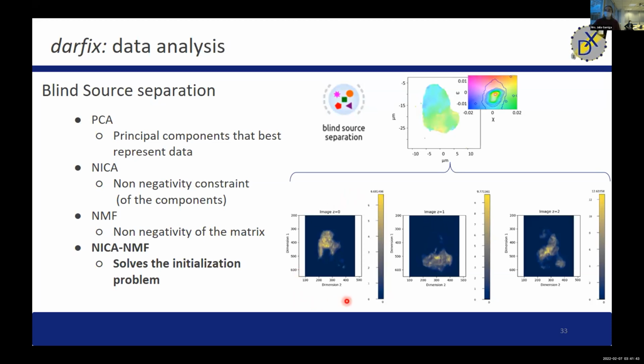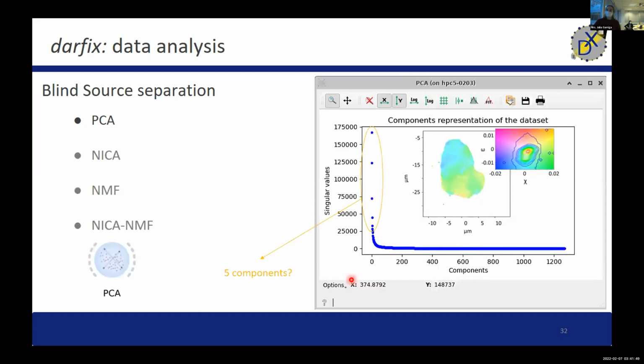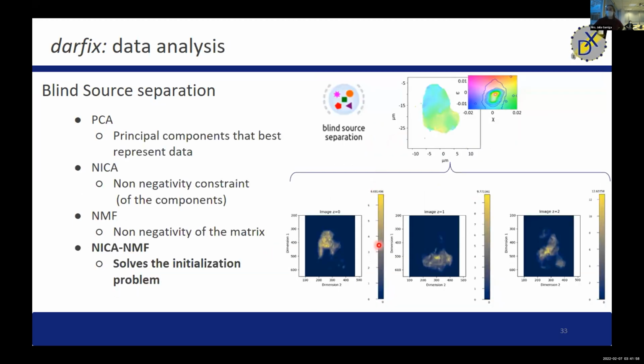Here is an example from a real data set where we used Nika NMF, and we chose 3 components. So actually, it's the same curve in here. We chose these 3 first components. And the output is this one. So we would say that maybe the first component would be, for example, the blue part in our mosaicity map. The second component could be maybe the yellow, and the third one could be the green part.